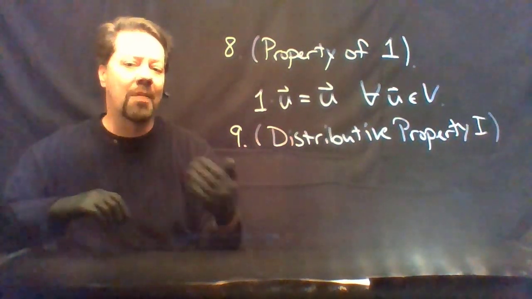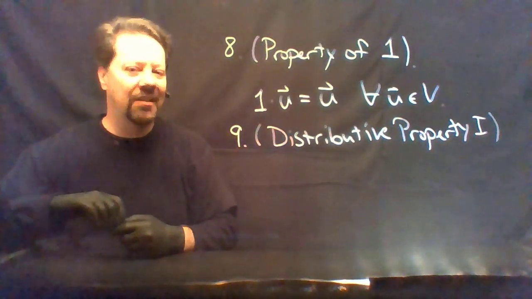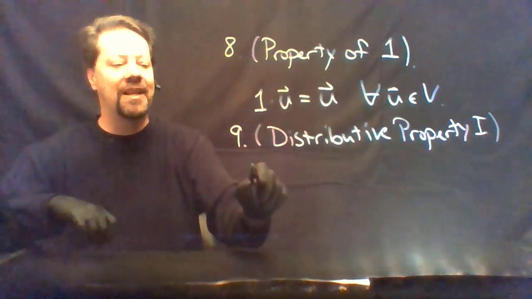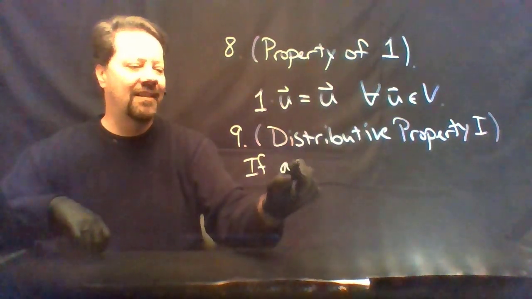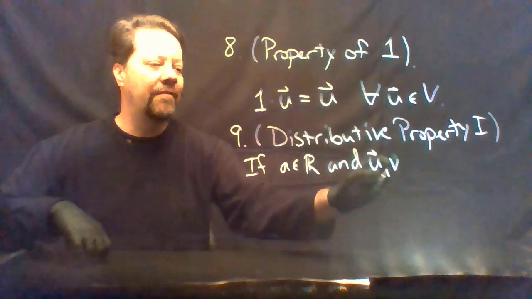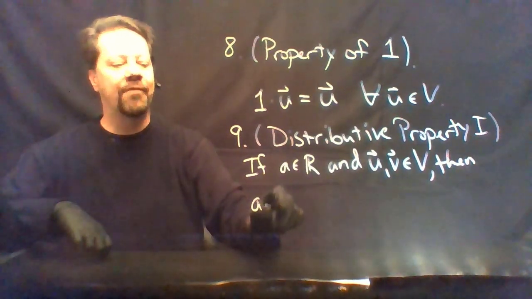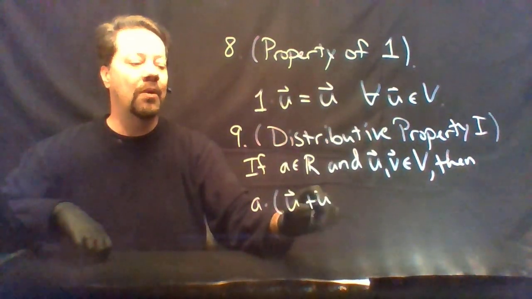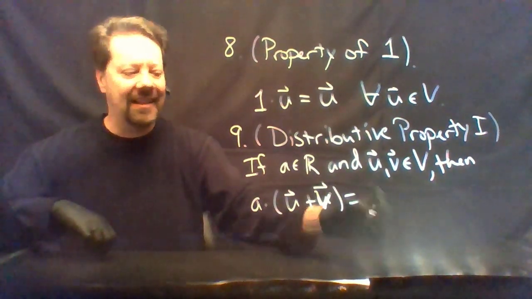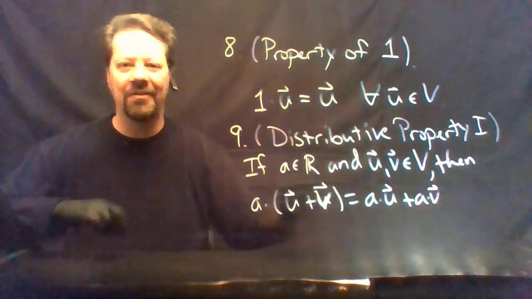Anytime you have two different operations, you need to know how those operations work together. In particular, we have vector addition and scalar multiplication. How do they work together? Well, if a is a real number, and u and v are elements of the vector space V, what happens if we multiply a times u plus the vector v? The answer is exactly as you might expect. a times u plus a times v. Duh.